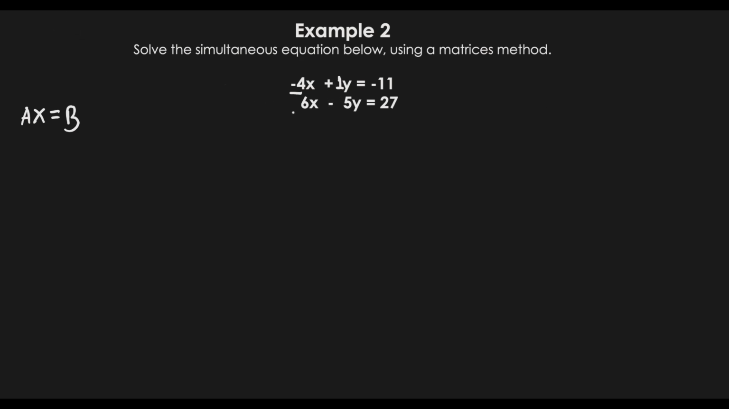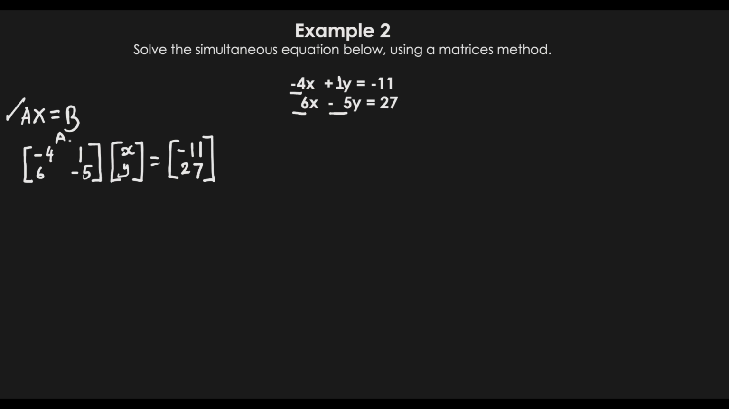So the next one we have is, we have a 6 here, and over here we have a minus 5. So we know that we can write A as negative 4, positive 1, then 6, minus 5. So in other words, this negative 4, positive 1, 6, negative 5 represents our matrix A. Now the matrix X, we said that that would be XY, which is equal to what? Our B in this case, which is negative 11 and 27. So we did our first step, which is get it in the form AX is equal to B. This is A times X, which is equal to B. Now, the next step is find the inverse of A.